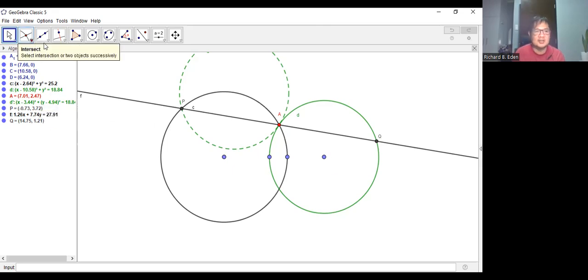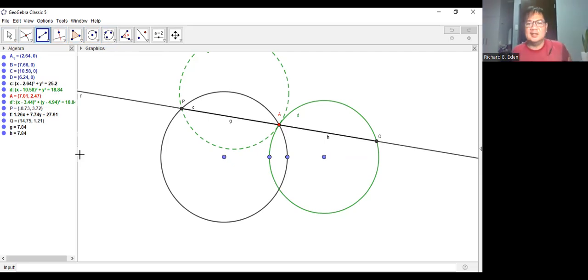Let's check the lengths of the segments. Here is PA, segment G, of length 7.84. And then next, let's connect A and Q. There you have on the left panel segment H, whose length is also 7.84. So what we employed here is a half turn.